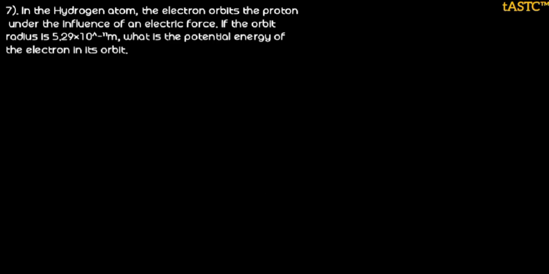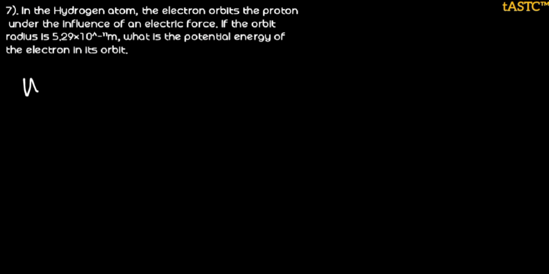Number 7. In the hydrogen atom, the electron orbits the proton under the influence of an electric force. So if the orbit radius is 5.29 multiplied by 10 to the negative 11, what is going to be the potential energy of the electron in its orbit?